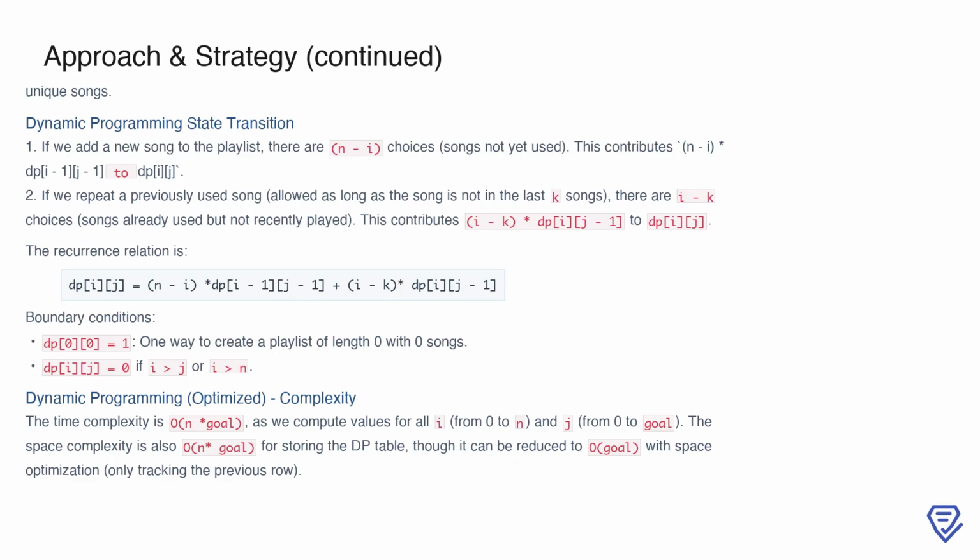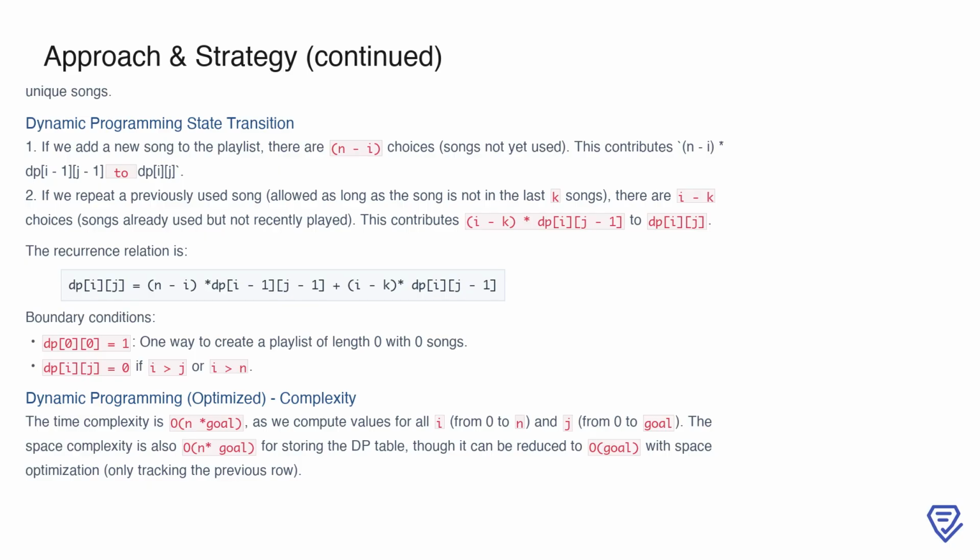Now, let's understand how we transition between states in our dynamic programming approach. If we add a new song to the playlist, we have n-i choices, which are the songs that haven't been used yet. This contributes (n-i) * dp[i-1][j-1] to the value of dp[i][j], as we're extending the playlist by 1 with a new unique song. On the other hand, if we choose to repeat a song that's already been used, we need to ensure it hasn't been played in the last k positions. There are i-k valid choices for this, representing songs that are already part of the playlist but not recently played. This contributes (i-k) * dp[i][j-1] to dp[i][j].